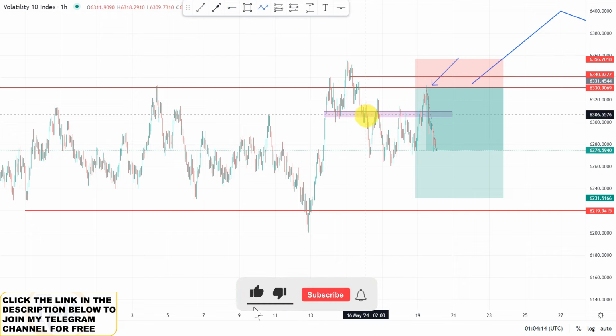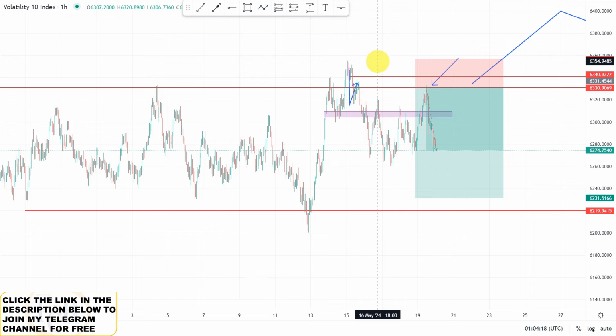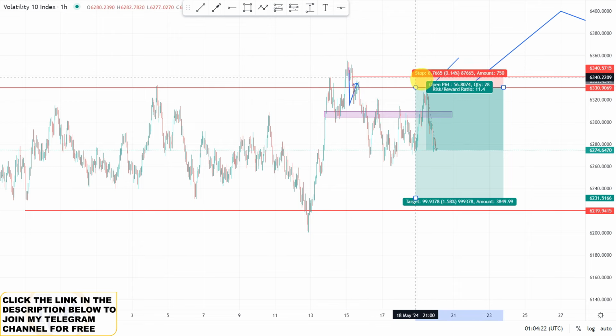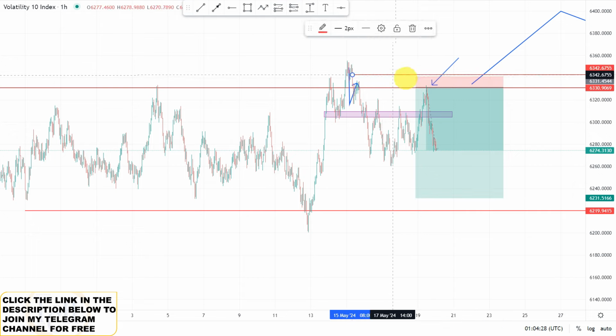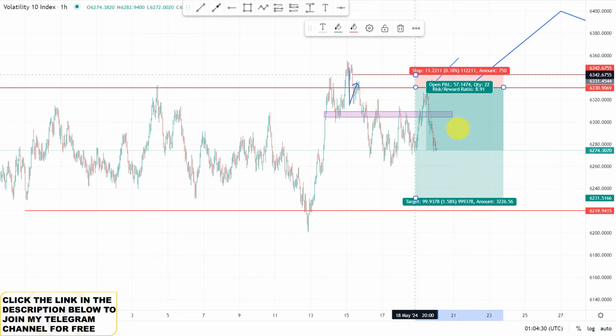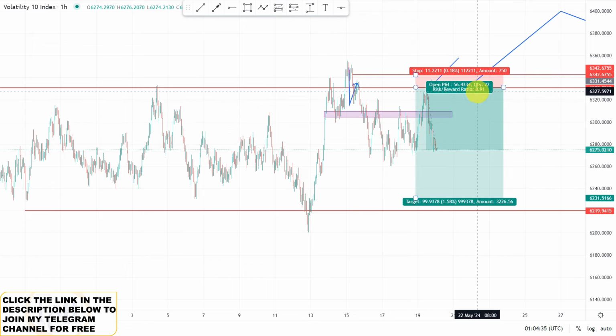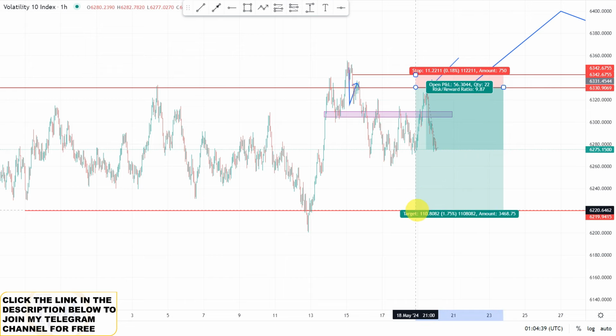You can see this market was moving in a series of lower lows and lower highs. So this is our farthest deviation point that we were expecting. We were expecting to be stopped out right here, but as you can see, until right now we are on a risk reward ratio of 8.94. So this is one of the concepts that you should know.